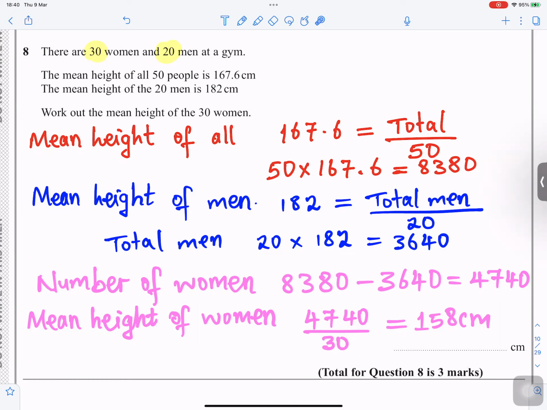So the mean height of all, you get 167.6 is equal to the total divided by 50. So 167.6 is equal to the total divided by 50. 50 times 167.6 gives you 8,380.